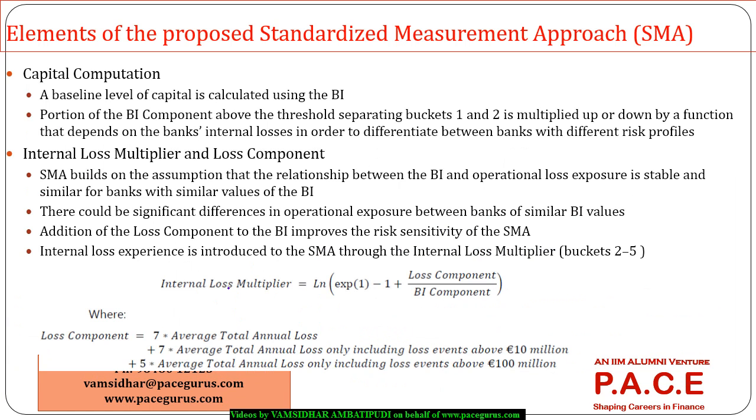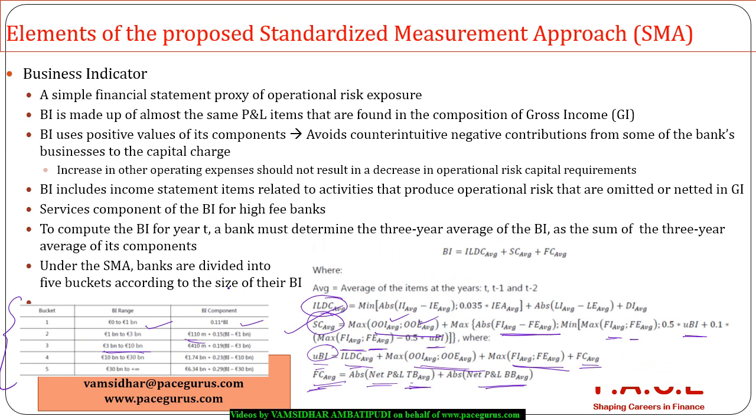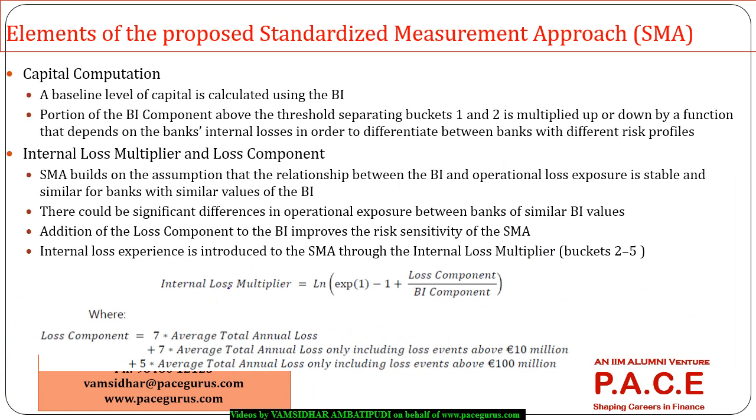So a baseline level of capital: when you are talking about the capital, there are two components of it. One is the baseline, which is computed using the BI. So either using one of these 5 buckets, the BI value is actually computed. And whatever is the portion of the BI that is above the threshold, there is again some kind of a function, which I am going to look at in the next one, that is purely based on the different risk profiles that are associated with different banks.